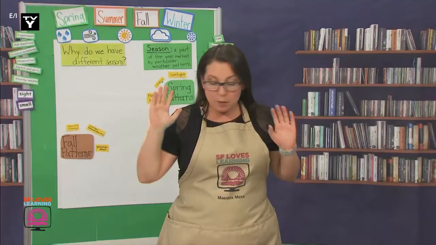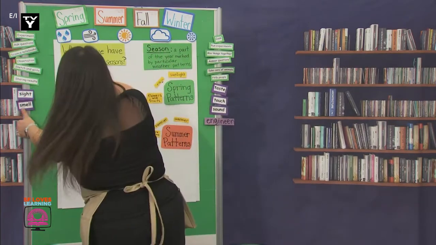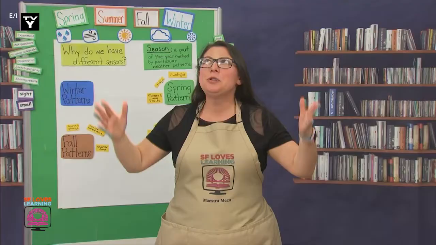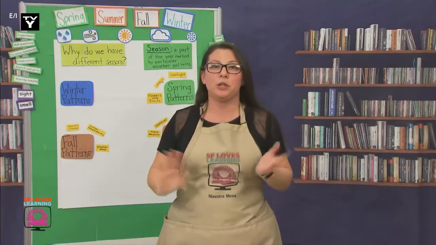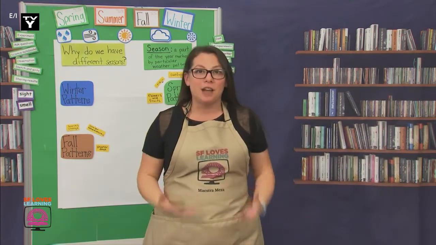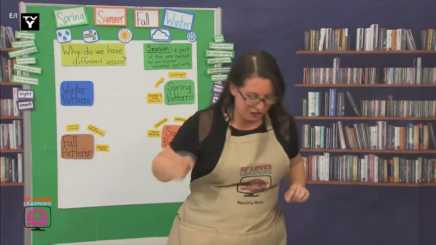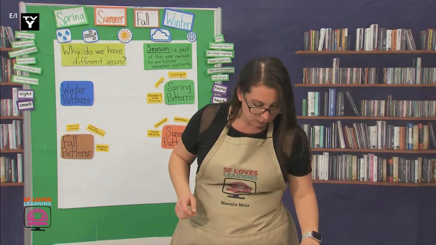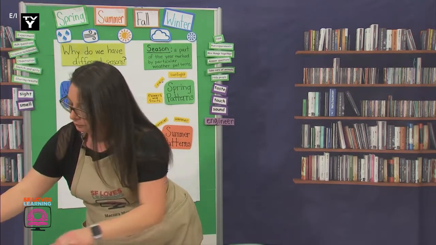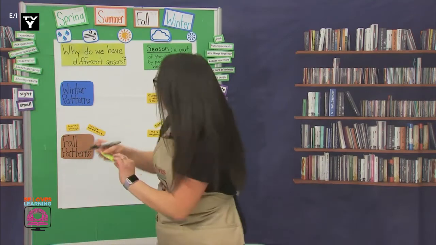Okay. Let me put up winter patterns on the chart so I can brainstorm with you. Winter patterns. Okay, now, what do we experience here in San Francisco in the winter? You're right, rain. It definitely rains a lot here in the winter. There have even been times where the freeway gets a little flooded. Let's add that to our winter chart. Rain. I guess I didn't have that ready, scientists. I'm going to make it right now. Rain.